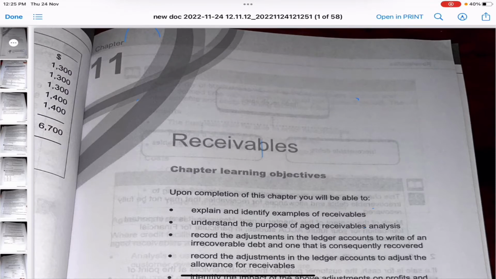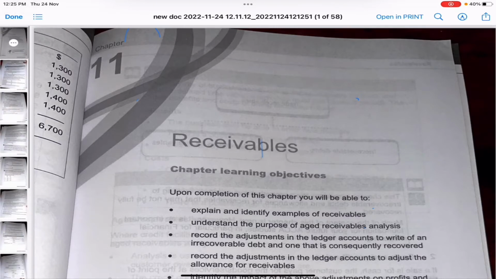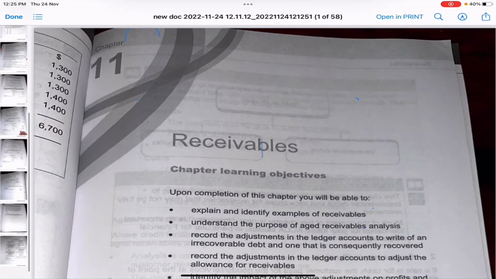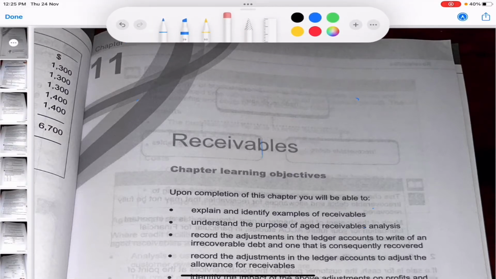So the rules remain the same. Before starting this video, make sure that you have a paper, a calculator and a pen. If you will not write whatever you're learning, then there is no point in watching this video. This is one of the easiest chapters. I believe that this is the simplest chapter in the book. So let's get started. We will be finishing it in one video only because it's a very easy and basic chapter which we already know. So receivables. Let's talk about that.